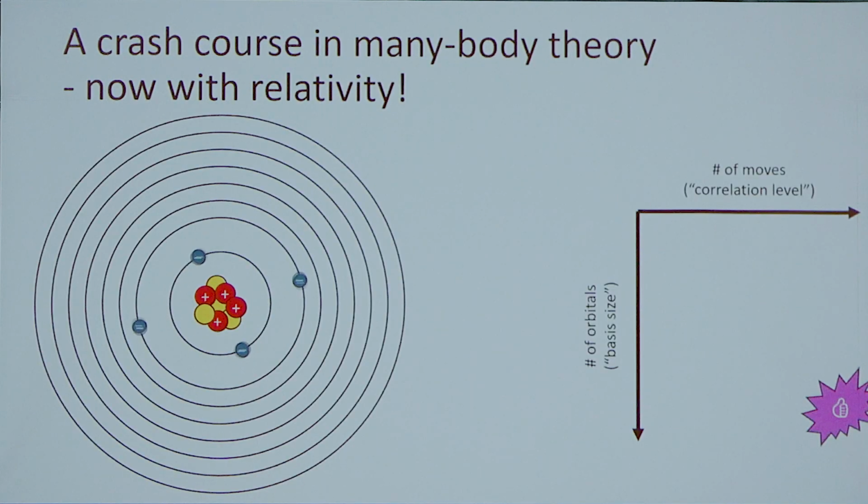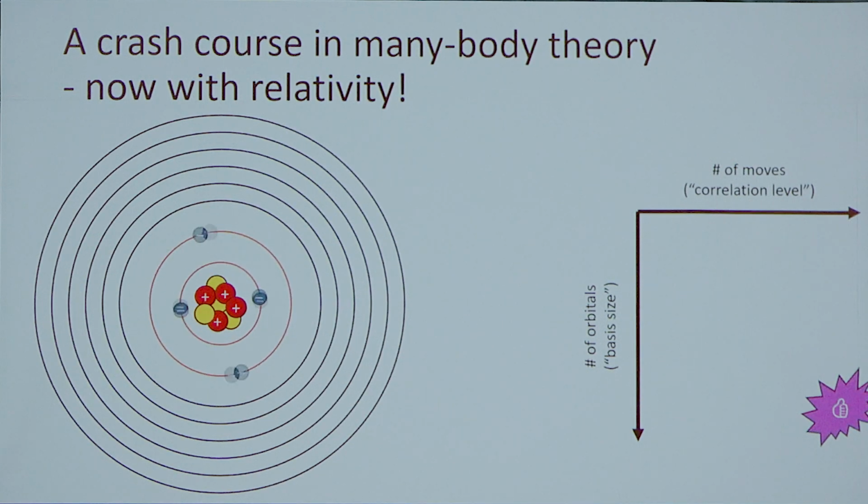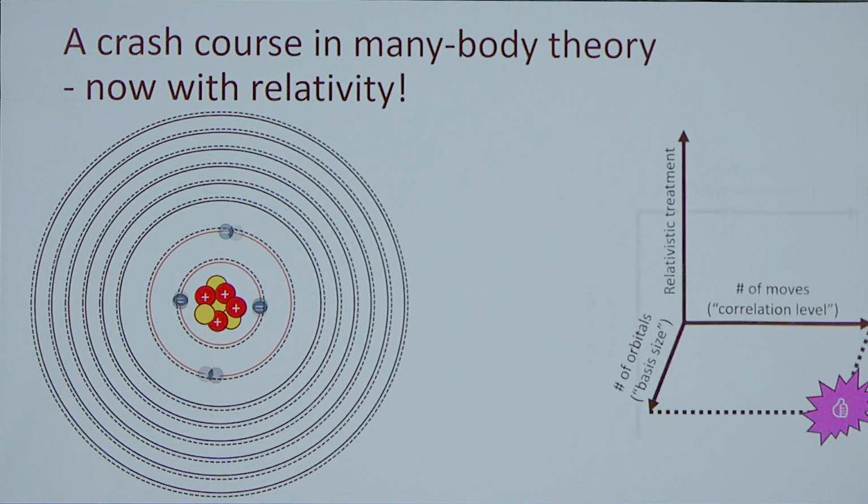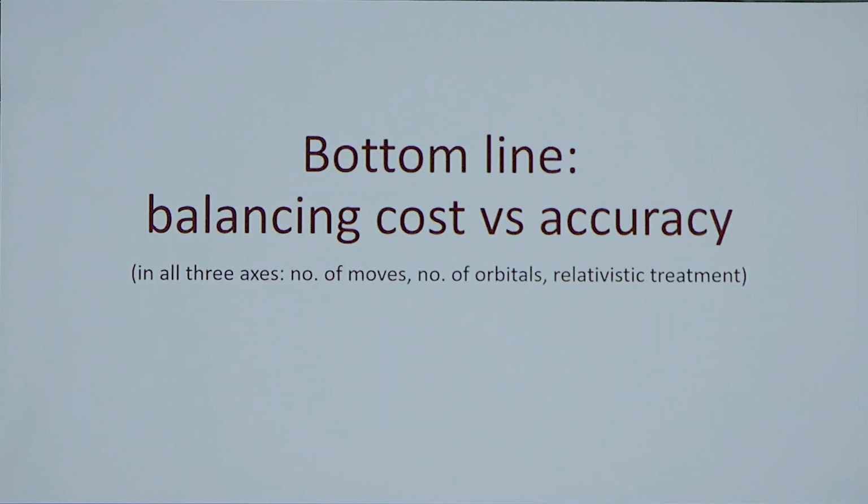So how does relativity change my model? Well, I have to design orbitals that can accommodate the faster moving electrons and also account for the splitting in the energy levels. And because of that, now I have to account for another axis in this accuracy graph, which is how accurately I describe these relativistic effects. Right? So the bottom line of my research is balancing the cost or complexity of these models with their accuracy.